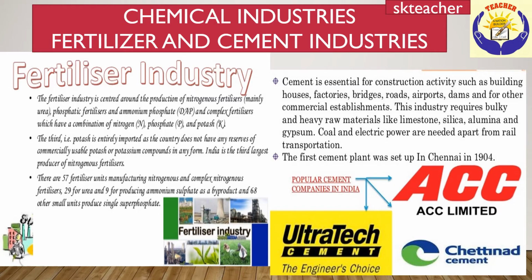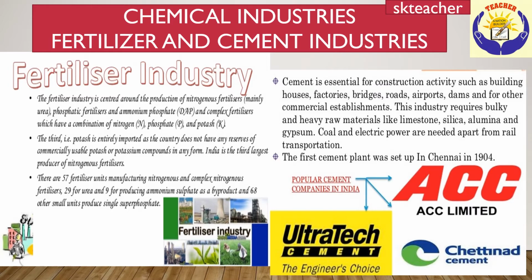India is the third largest producer of nitrogenous fertilizers. There are 57 fertilizer units manufacturing nitrogenous and complex nitrogenous fertilizers, 29 of urea and 9 producing ammonium sulfate as a byproduct, and 68 other small units produce single superphosphate.